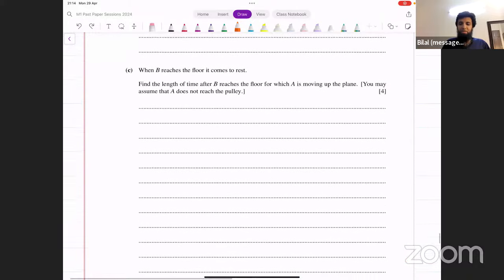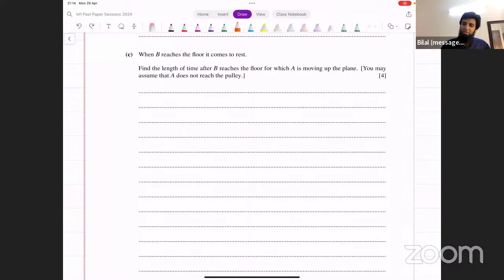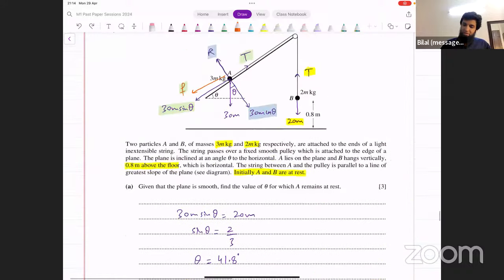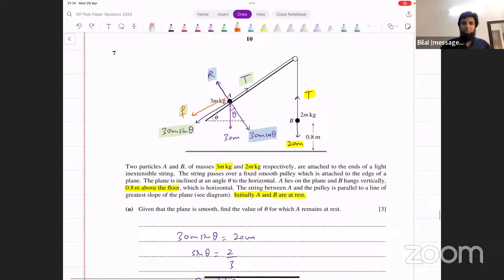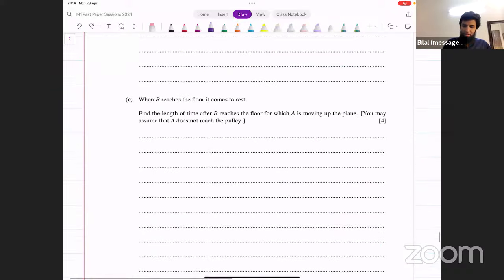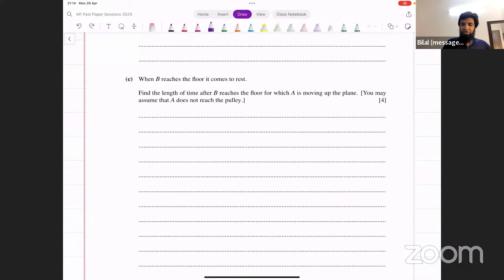It says when B reaches the floor, it comes to rest. Now what's happening is B is going downwards, and at some point it hits the floor. And when it hits the floor, it comes to rest. Find the length of time after B reaches the floor for which A is moving up the plane. You may assume that A does not reach the pulley.